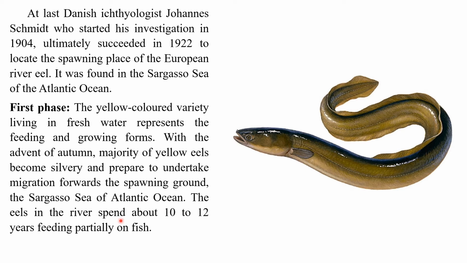With the advent of autumn, the majority of yellow eels become silvery and prepare to undertake migration towards the spawning ground, the Sargasso Sea of Atlantic Ocean. The eels in the river spend about 10 to 12 years feeding partially on fish.